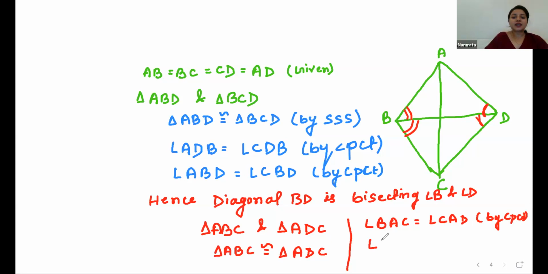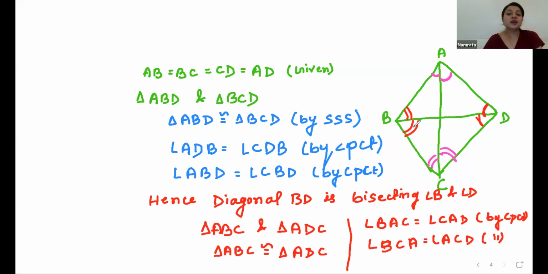Similarly, angle BCA is equal to angle ACD, again by CPCT. Hence, AC is working as a bisector of angle A and angle C. I am saying that this angle is equal to this angle, and this angle is equal to this angle. Hence, AC is bisecting angle A and angle C. And that's what we needed to prove here, that you are having a rhombus.